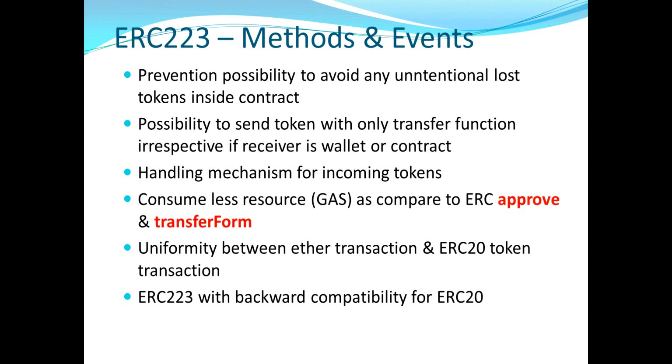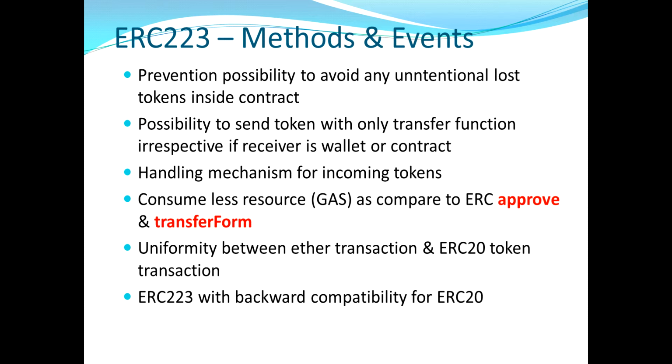Since we know that there is an issue with losing tokens at the contract level, which is not designed to just accept deposited tokens, what the ERC223 standard is trying to solve is the prevention of unintentional loss of tokens inside a contract. It makes it possible to send tokens with only the transfer function, irrespective of whether the receiver is a wallet or a contract.